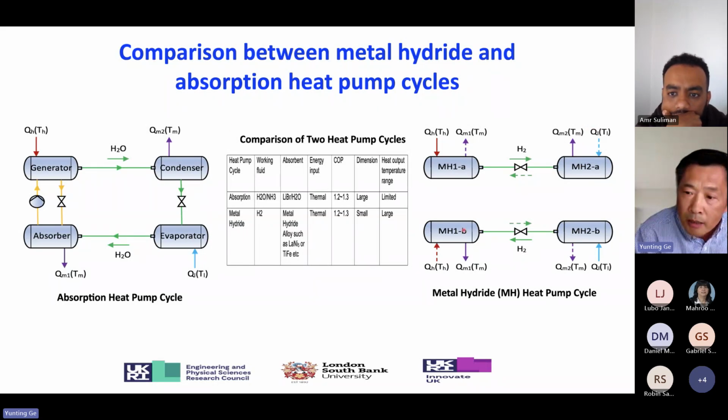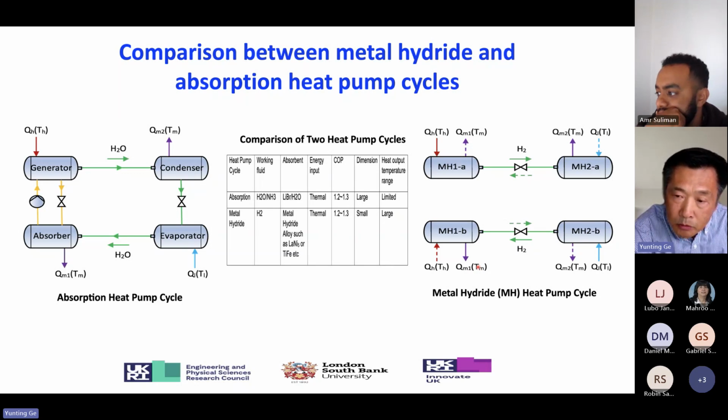So in the meantime, for the other metal hydrate pair, the low grade heat will heat up the low temperature metal hydrate reactor, and hydrogen will be released and absorbed by the high temperature reactor MH1B. And in the meantime, heat with a temperature of about Tm will be released.